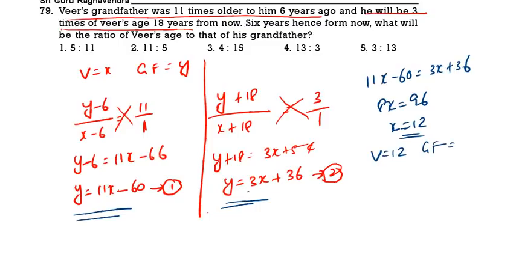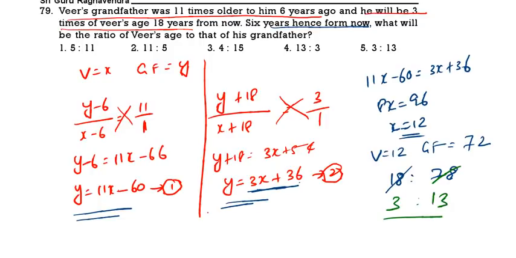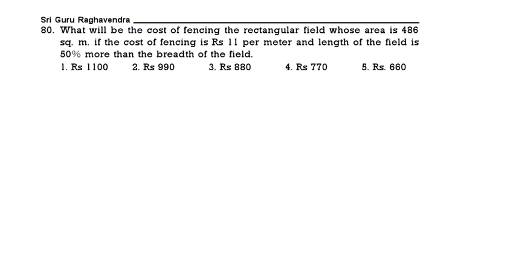Grandfather means 3x plus 36. 3x means 3 into 12, 36. 36 plus 36, 72. Now after 6 years, Veer will be 18 and the grandfather will be 78. We want the ratio for this. So 6 threes are 18, and 6 thirteens are 78. The answer is 3:13. That is the correct answer. Next question.